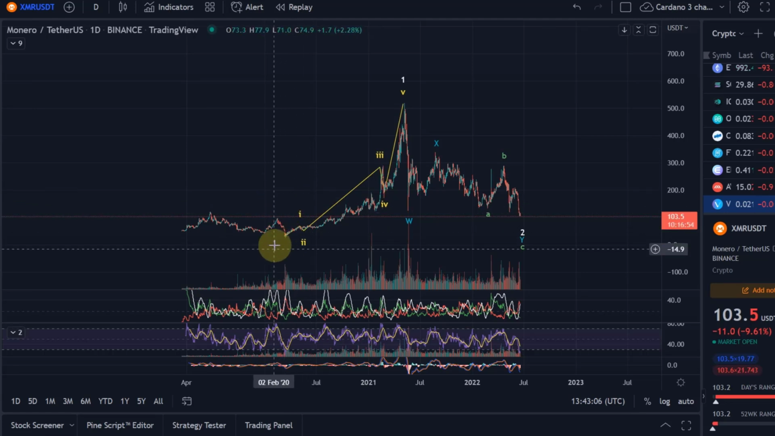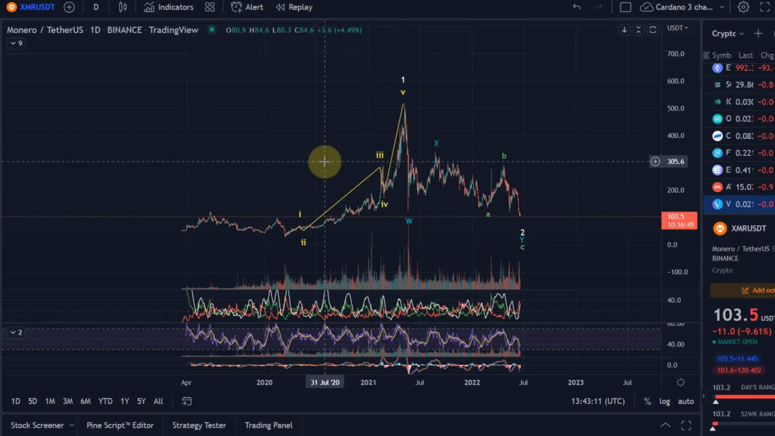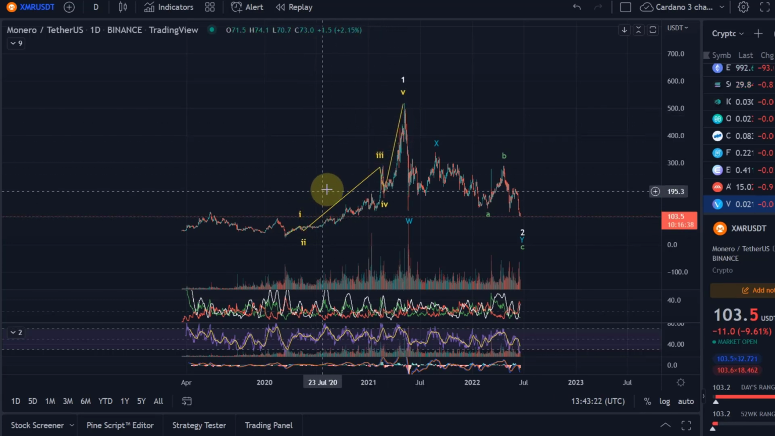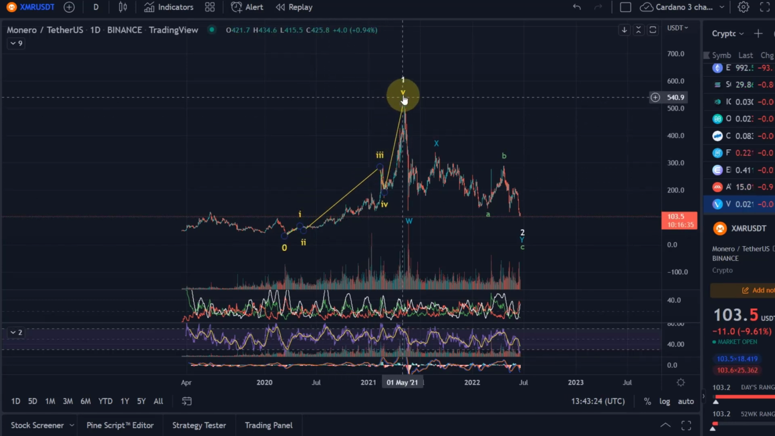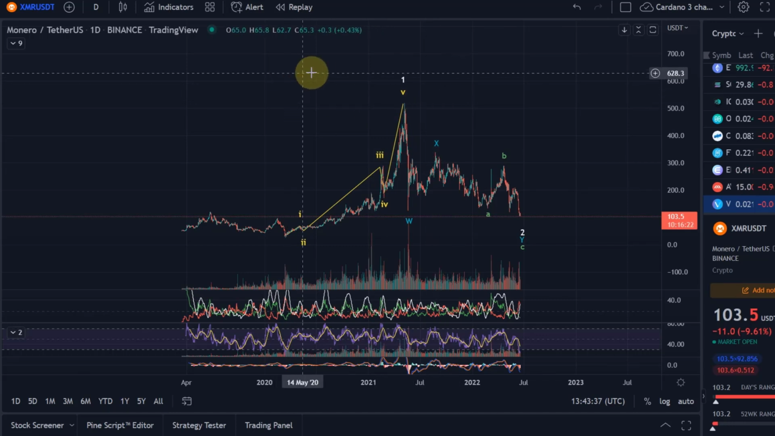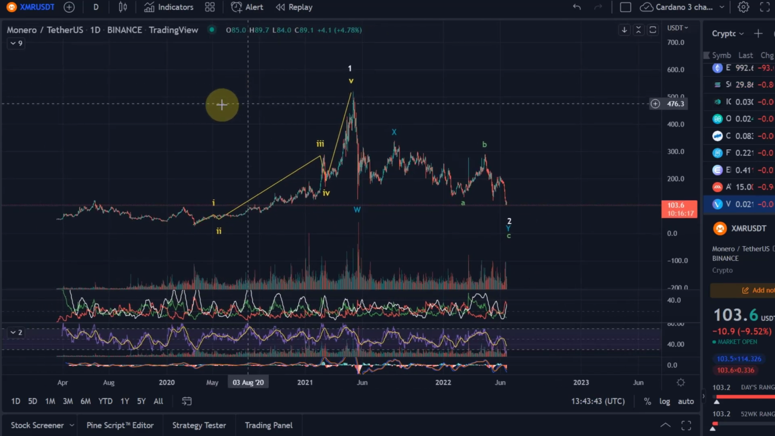So we can count an impulsive move up in 5 waves here, end of 2020 into 2021, and that wave 5 here in yellow. There are a few ways you can count this impulse, but it doesn't really affect us what happened back here. Nevertheless, it's important to understand that the all-time high was here around $515, depending on the exchange, 520, it can be a bit different. I'm looking at the Binance chart here at the moment.